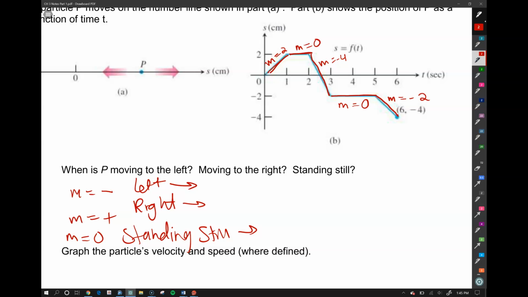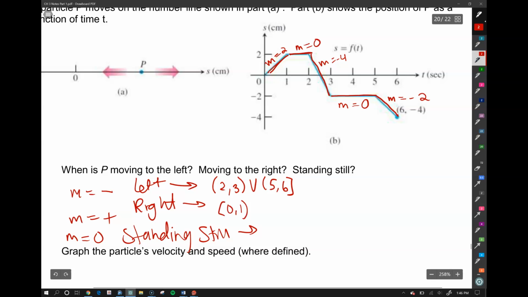So when am I moving to the left? When do I have a negative slope? 2 to 3 union 5 to 6. Beautiful. And an end bracket, because that's the very, very end of our graph, which is 6. Moving to the right is going to be a positive slope. There's only one place where we have a positive slope.